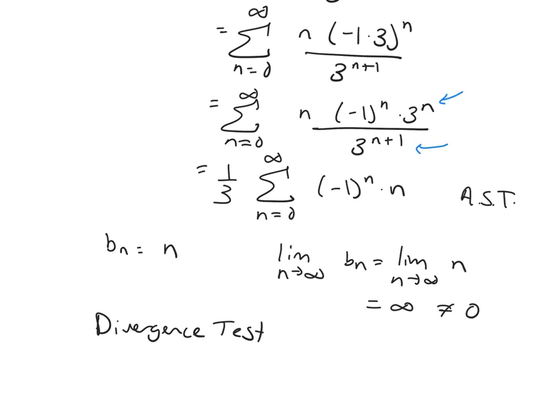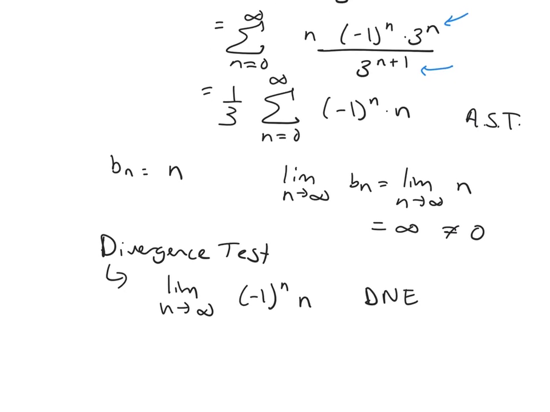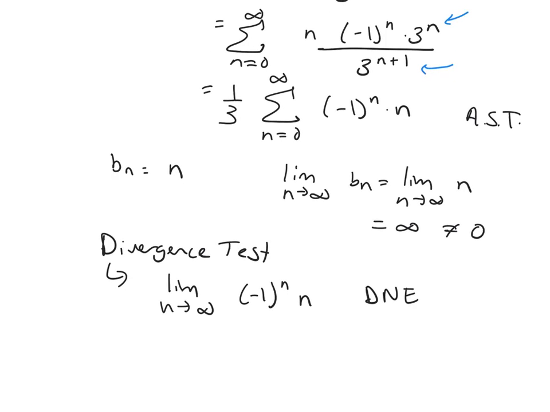Remember, an alternating series test only tells me a series converges. To say that this series diverges, I've got to use the divergence test. But because this limit is infinity, this limit does not exist. Okay. So this series diverges by divergence test.